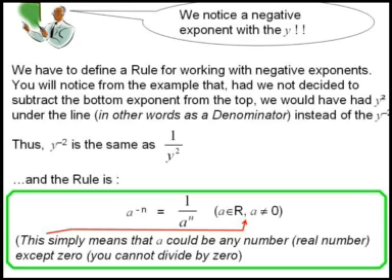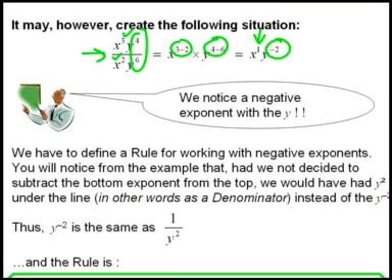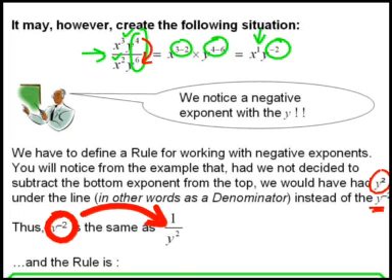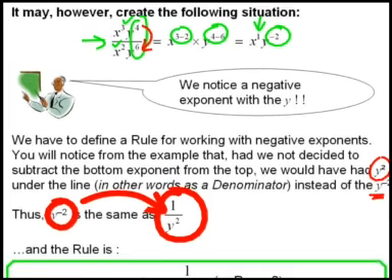You will notice from this example that had we not decided to subtract the bottom exponent from the top, if we rather decided to subtract the top from the bottom, we would have had y squared below the line, because then it would have been 6 minus 4 below the line, and then we would have y squared instead of y to the power of minus 2. Which effectively means y to the power of minus 2 is the same as 1 over y to the power of positive 2. So the negative exponent just goes to the bottom and becomes a positive exponent.